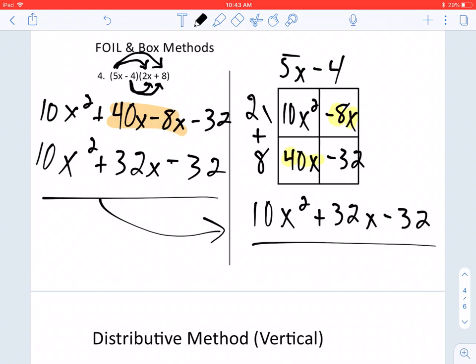Okay, guys, that's it. That's all there is for today. I would like you to go back and complete the problems that you actually did two days ago using the box method. Now I want you to use the FOIL method and double check that your answer from FOILing matches what you got for your box method.